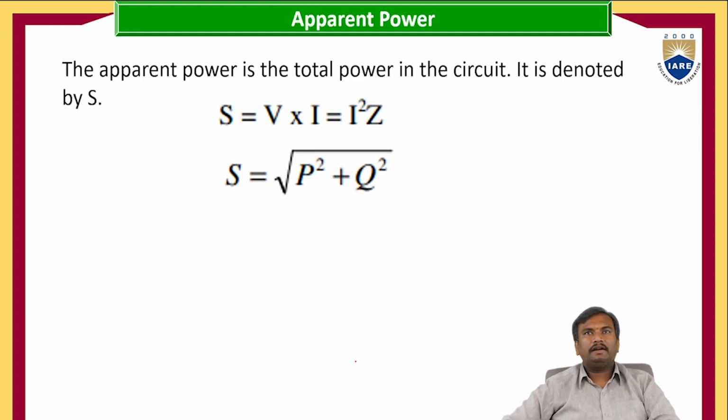And the apparent power is the total power in the circuit. It is denoted by S, where S is equal to V into I, that is equal to I square Z. S is equal to square root of P square plus Q square. And this is corresponding to the AC circuits. In this session, we have discussed the RC series circuit and RLC series circuits along with some problems, and also the different components of power.